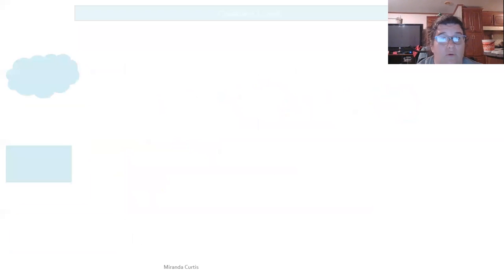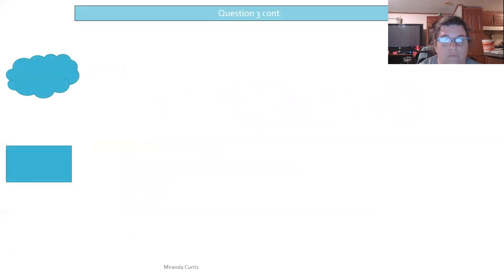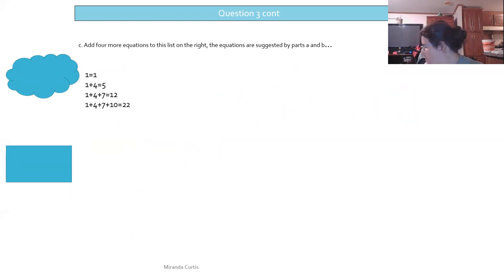Now we're going to go to our next question. Okay, so we're going to go to part C. It says, add more equations to this list on the right. The equations are suggested by parts A and B. So what we have up here is our example.